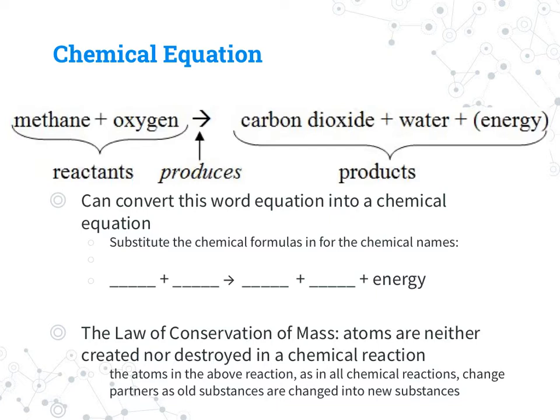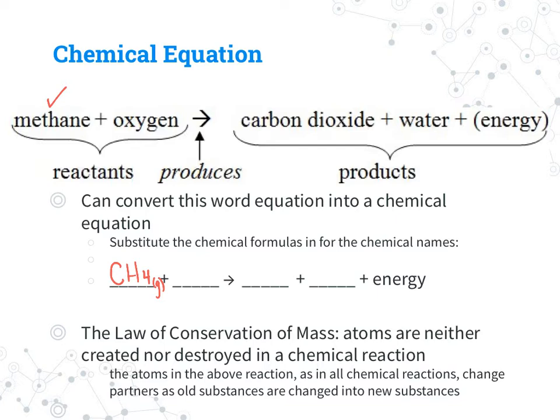So we're going to convert the word equation into a chemical equation. So we substitute chemical formulas for the chemical names. The one that you might not know is methane. Methane has a chemical formula of CH4. I also know that it's a gas, so I'll add that in. We write the state as a subscript when we're printing. Then, so we've accounted for methane.